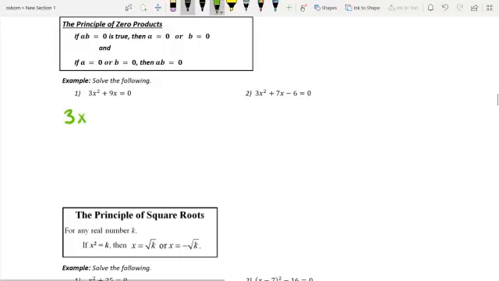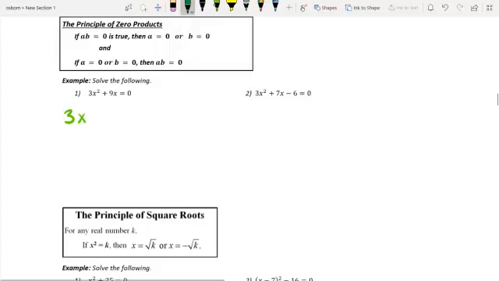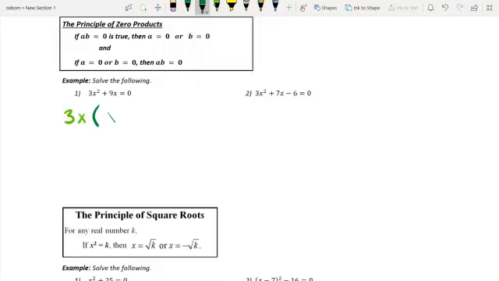So 3x, parentheses, x plus 3 is equal to 0. So 3x times x gives me 3x squared. 3x times 3 gives me the 9x.